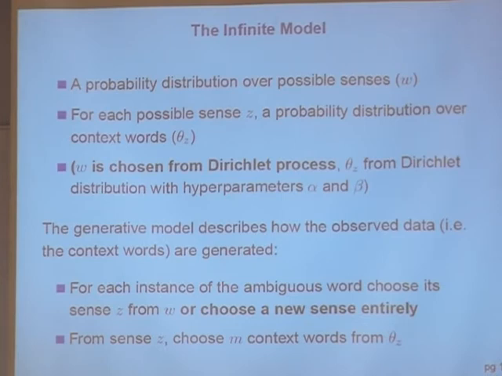The infinite model is very similar to the finite model. The main differences here are, again, for people who are interested, W is now drawn from a Dirichlet process instead of a Dirichlet distribution. And the main difference to talk about is that you can either choose a previously seen sense. Say we had two senses already, river bank and financial bank. Or we can choose a whole new sense. Say this one is too different from the other senses we've seen so far, so I need to have a new sense for it. But everything else stays the same here.